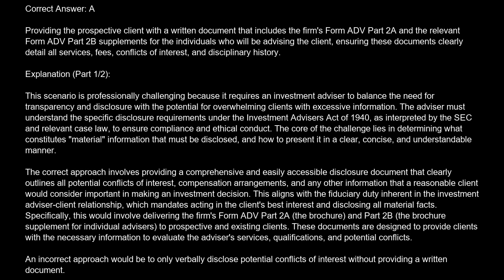Specifically, this would involve delivering the firm's Form ADV Part 2A, the brochure, and Part 2B, the brochure supplement for individual advisors, to prospective and existing clients. These documents are designed to provide clients with the necessary information to evaluate the advisor's services, qualifications, and potential conflicts. An incorrect approach would be to only verbally disclose potential conflicts of interest without providing a written document.